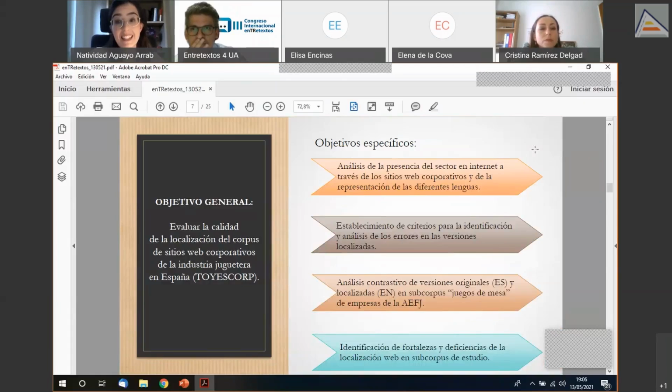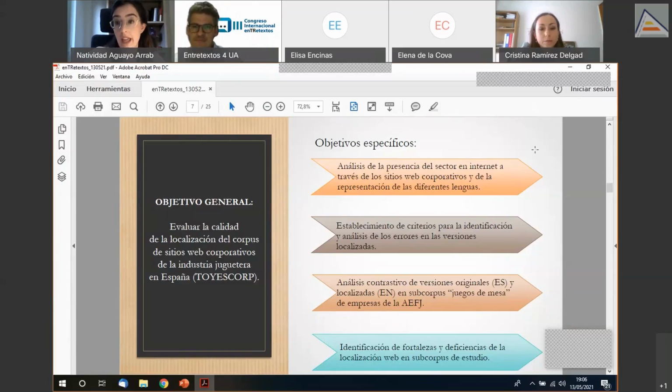Hemos realizado un análisis de la presencia del sector en general en Internet a través de sus sitios web corporativos y de la representación de las diferentes lenguas en esos sitios. Hemos establecido una serie de criterios de evaluación para identificar, analizar y categorizar estos errores en las versiones localizadas.